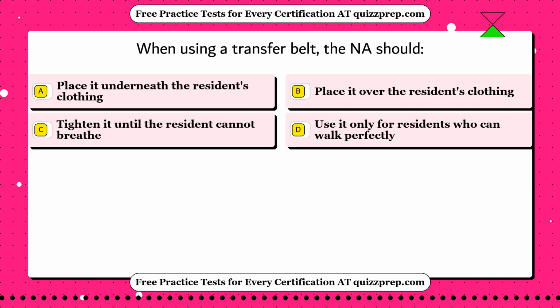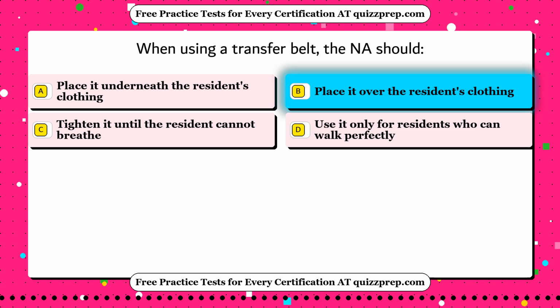Question 42. When using a transfer belt, the NNAAP should: Option A, place it underneath the resident's clothing. Option B, place it over the resident's clothing. Option C, tighten it until the resident cannot breathe. Option D, use it only for residents who can walk perfectly.